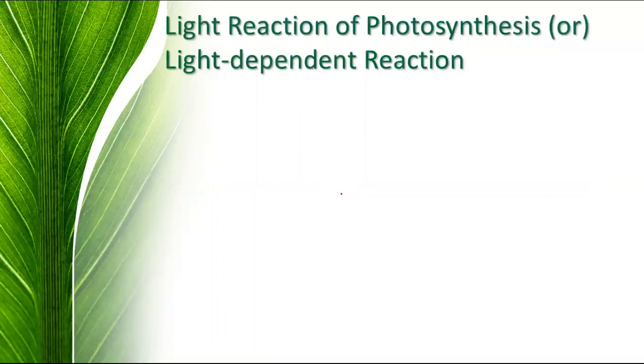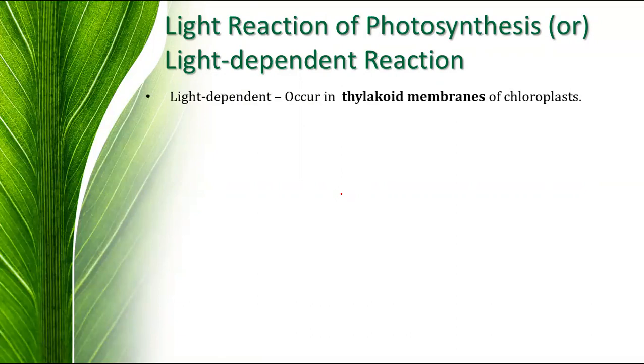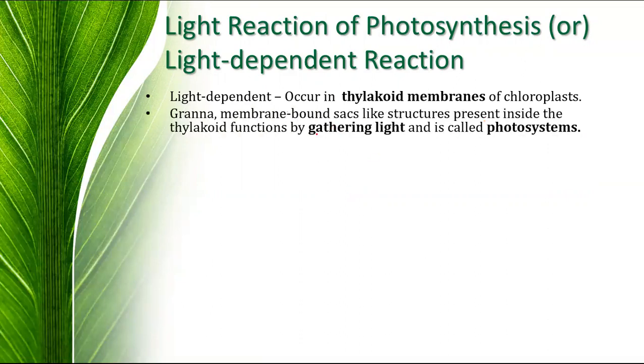Now these are the stages we are focusing on in detail. Now the light reaction. What is the light reaction, or the light dependent reaction? This occurs in the thylakoid membrane, which is present in the chloroplast. The grana is a membrane bound sac-like structure, a stack of coin-like thylakoids, essential for gathering light. This gathering of light is called a photosystem.